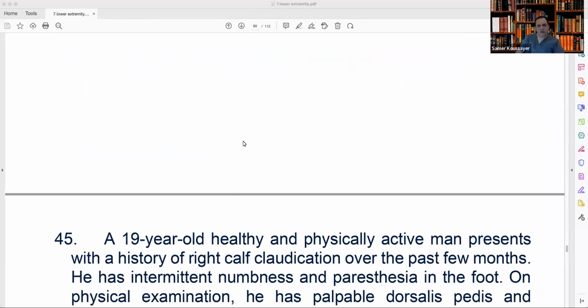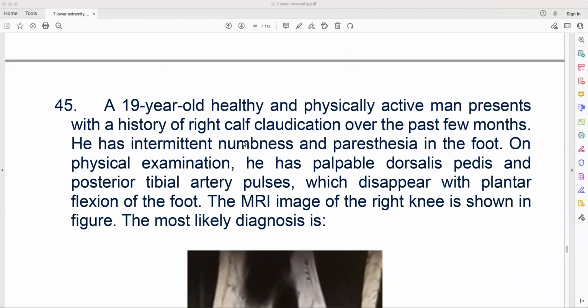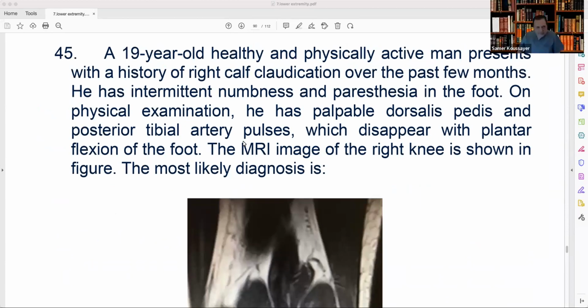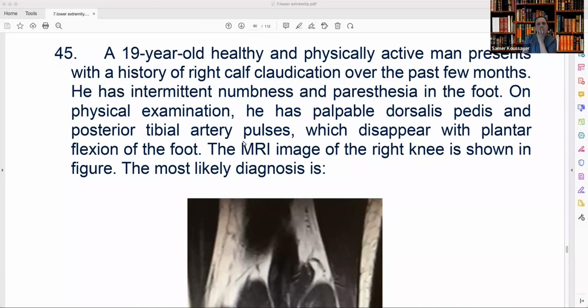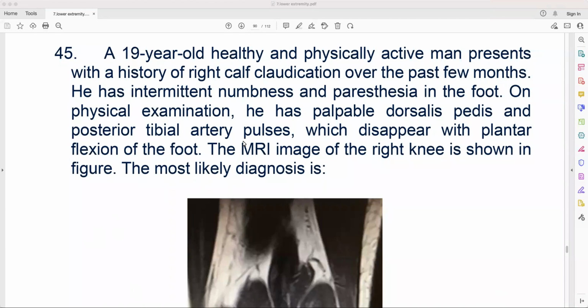Okay, let's see. Here we are. Here's a good question. A 19-year-old, healthy and physically active man presents with a history of right calf claudication over the past few months. He has intermittent numbness and paresthesia in the foot. On physical examination, he has palpable dorsalis pedis and posterior tibial artery pulses, which disappear with plantar flexion of the foot. An MRI image of the right knee is shown in the figure.